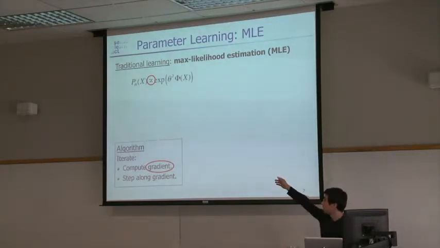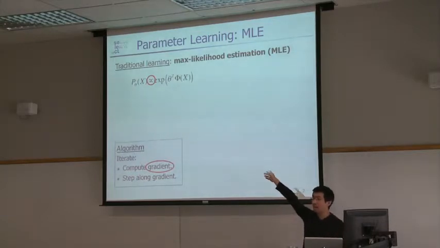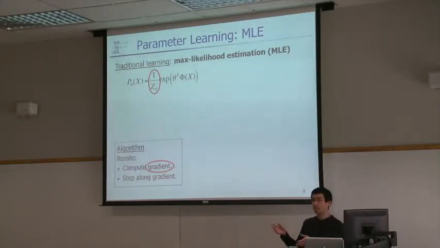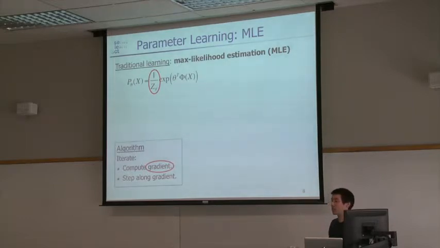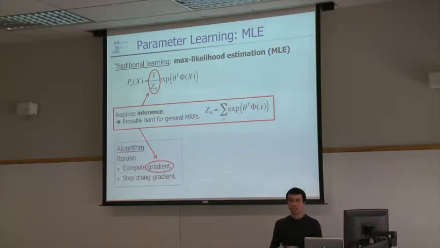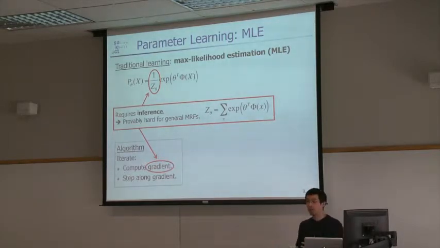And the reason, as you can see, is that I've been hiding this proportionality constant in the distribution. And when you actually write it out, it's written as this 1 over Z of theta, which is called a log partition function or normalization constant. But it's a function of your parameters theta. And so on each iteration, you have to recompute it. This is called inference, which is provably hard for general structured Markov random fields and CRFs.